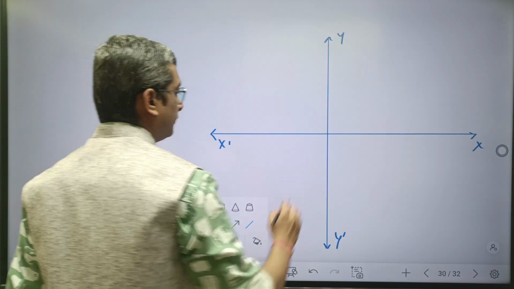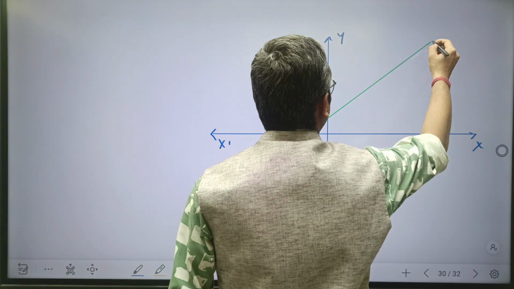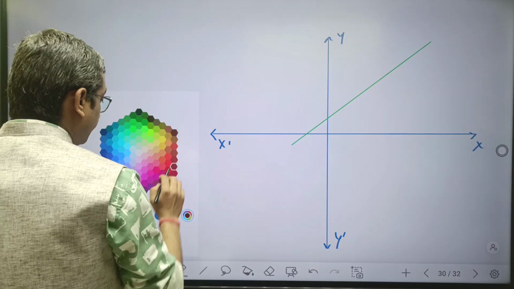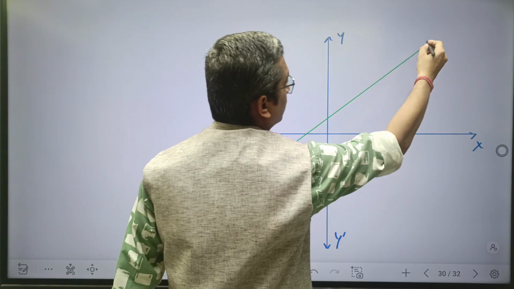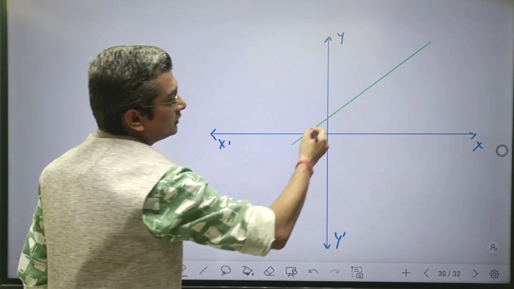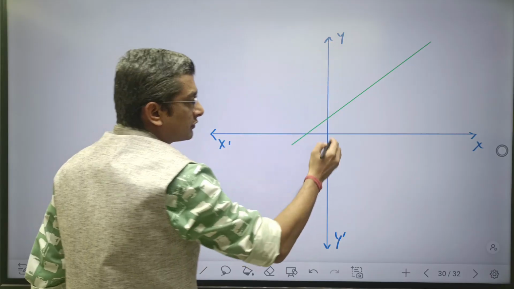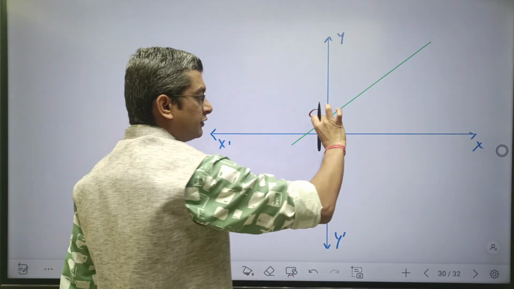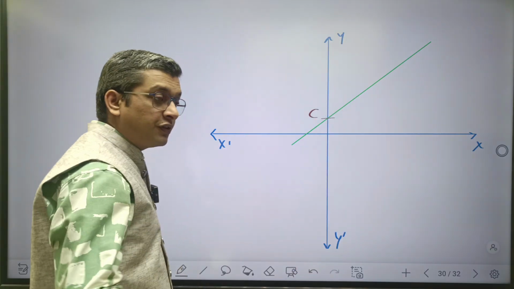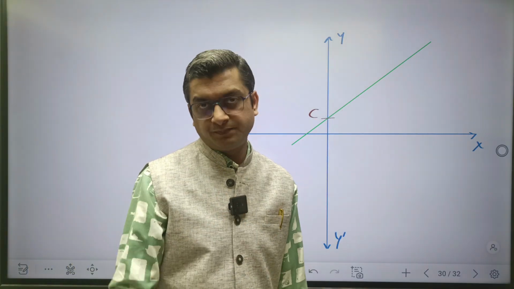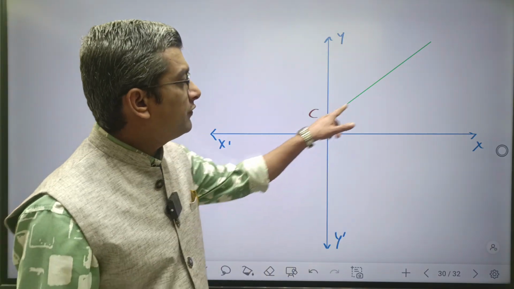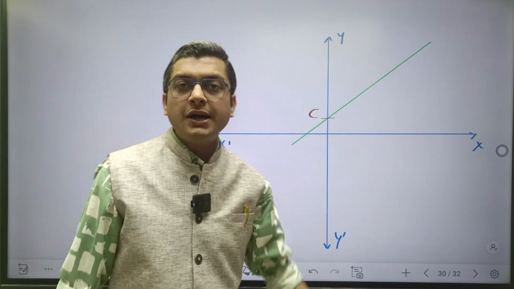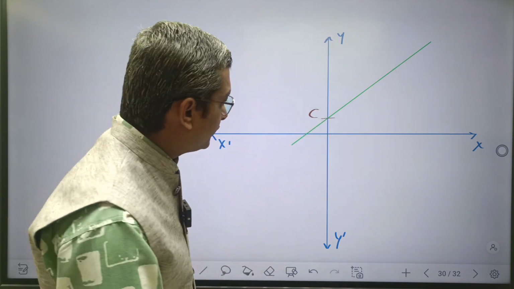And if I plot a graph like this one, this is a straight line curve, and this straight line cuts the y-axis at this point. So this point is known as C. That is, this distance is C. This is known as the y-intercept. The point where the straight line cuts the y-axis is known as the y-intercept, isn't it?